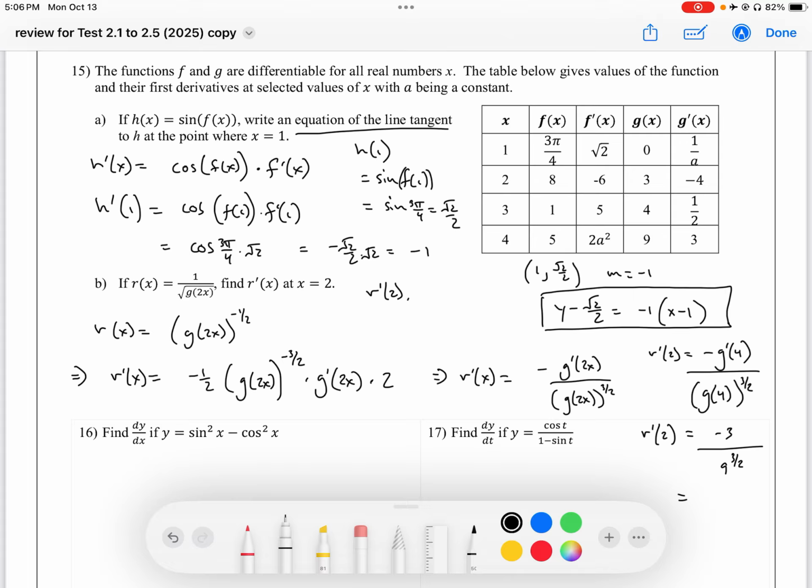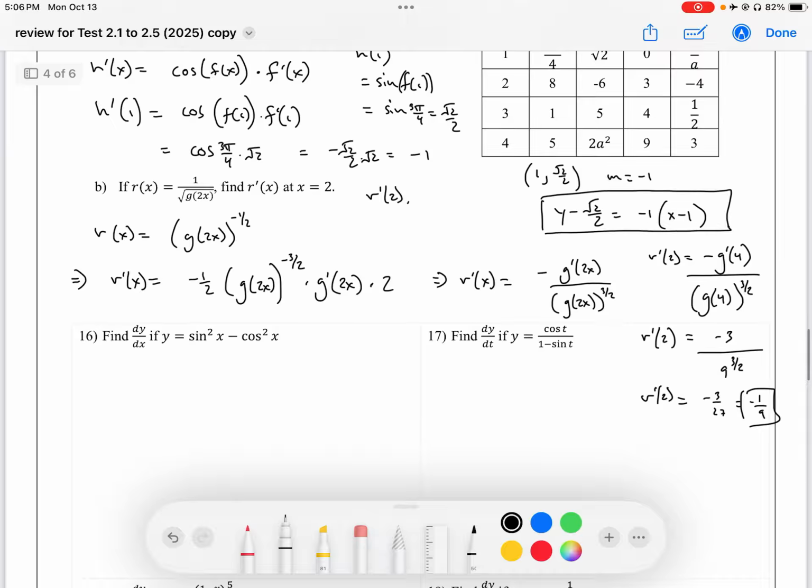Okay, and 9 to the 3/2 is the square root of 9 cubed, which is 3 cubed, which is 27. So that's -3 over 27, or -1/9. That's r prime of 2.